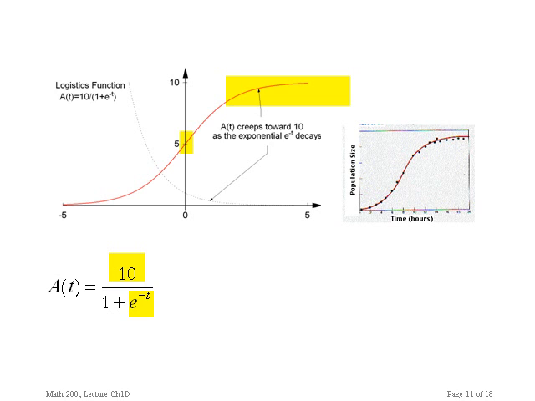Now if t is less than 0, then the exponential is growing. Well, if an exponential gets bigger and bigger, that means the denominator here gets bigger and bigger. That drives the whole fraction to 0, and you see that out here the logistic function is approaching 0.